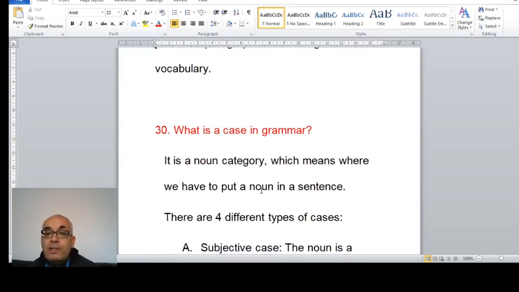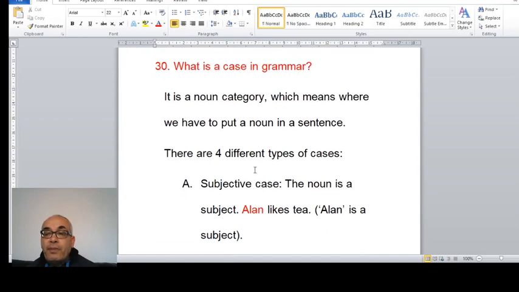What's a case in grammar? It's a noun category. Remember I said in previous videos, a grammatical mood is a verb category, but a case is a noun category, which means where we have to put a noun in a sentence. That's very important. Where do we have to put a noun in a sentence?